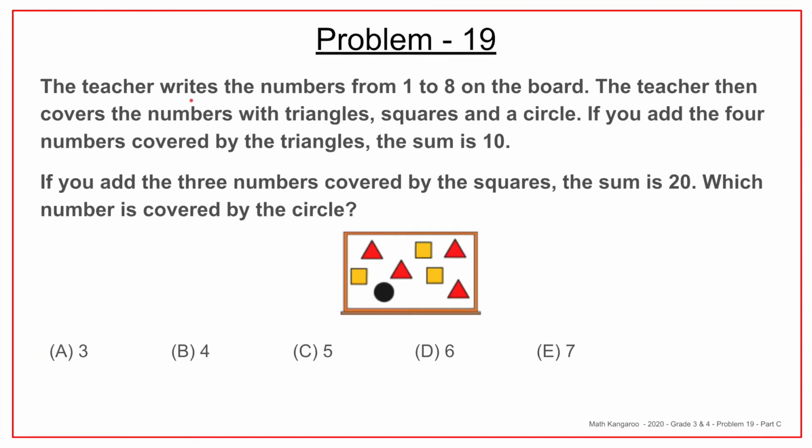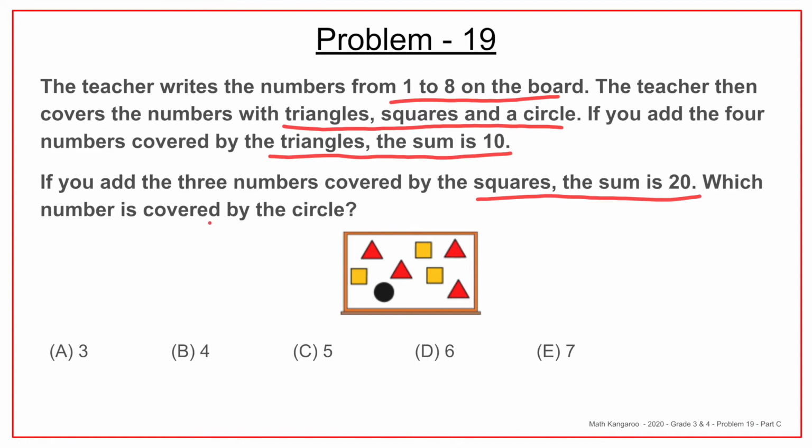Problem 19. The teacher writes the numbers from 1 to 8 on the board. The teacher then covers the numbers with triangles, squares, and a circle. If you add the 4 numbers covered by the triangles, the sum is 10. If you add the 3 numbers covered by the squares, the sum is 20. Which number is covered by the circle? These are our options. So we have triangles and squares. We have only 1 circle.